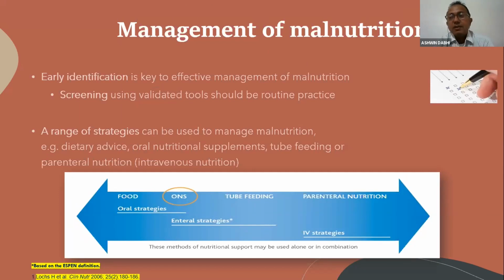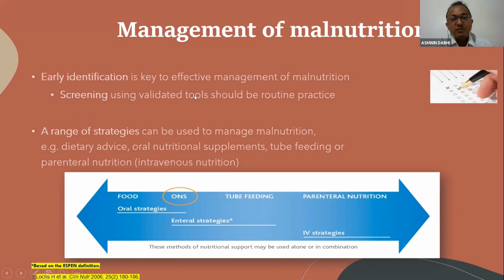That was all about the importance, prevalence of malnutrition, pathophysiology, and the consequences. Now the time has come to understand how best we can manage this patient. The first and foremost thing is early identification. As we understood, cachexia is too late to intervene, so we must identify all those patients at the beginning of their sickness.